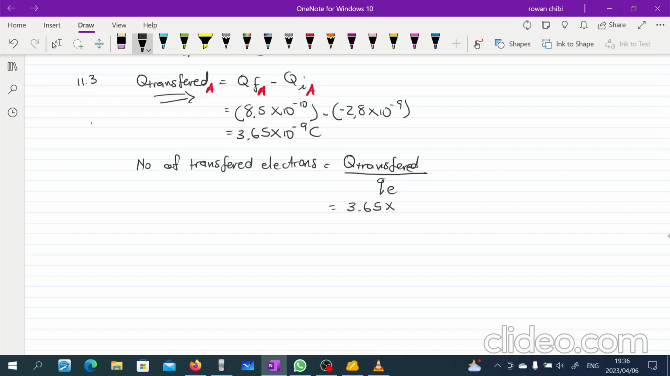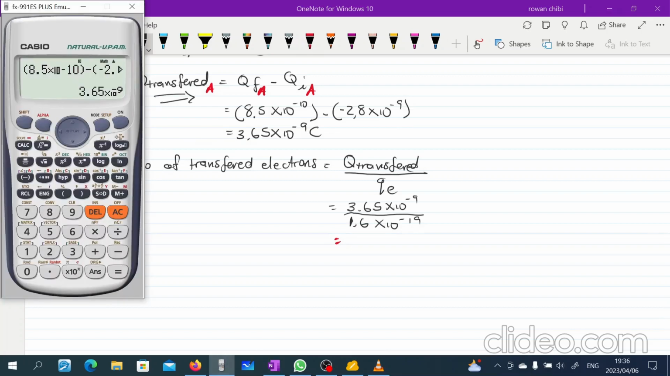The quantization of charge is 1,6 times 10 to the power negative 19. Now, if this 3,65 was negative, we were going to divide by negative 1,6. But because it is positive, we divide by positive 1,6. You must be careful there. Take the calculator, that 3,65 times 10 to the power negative 9, just divide it by 1,6 exponent negative 19.